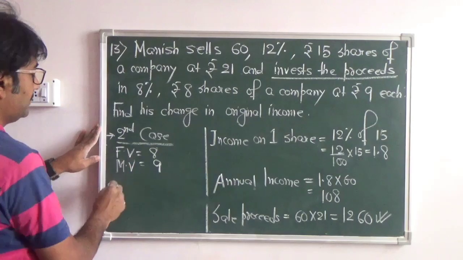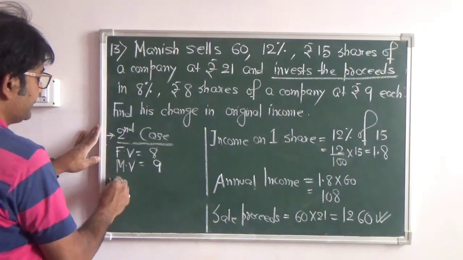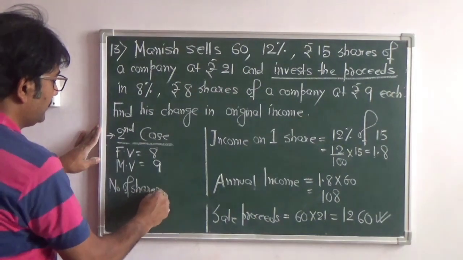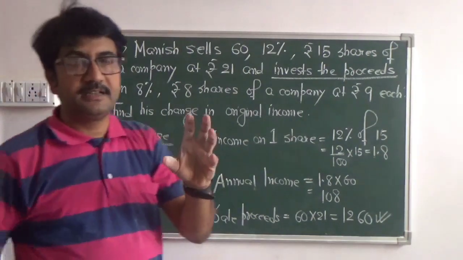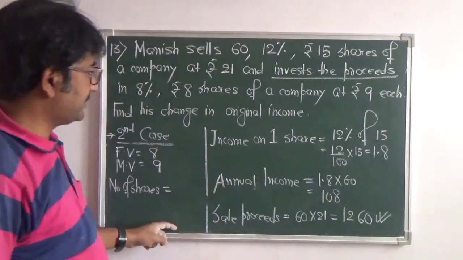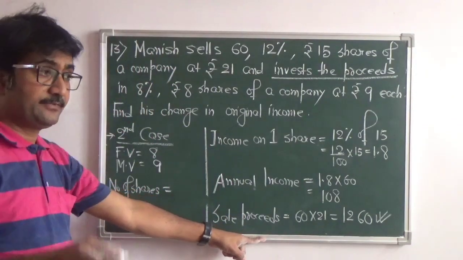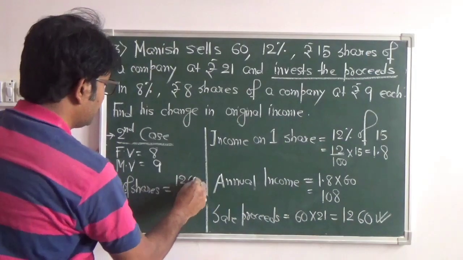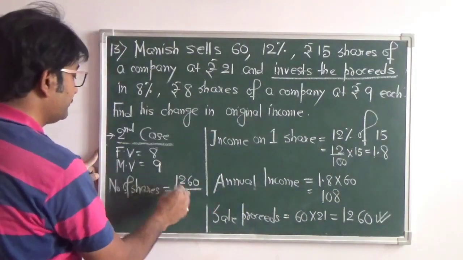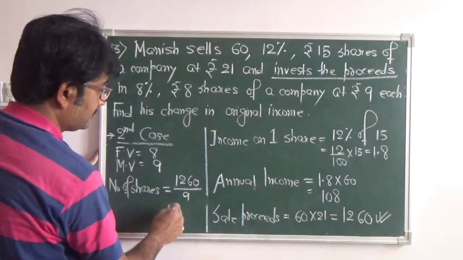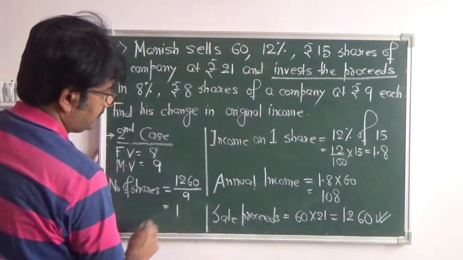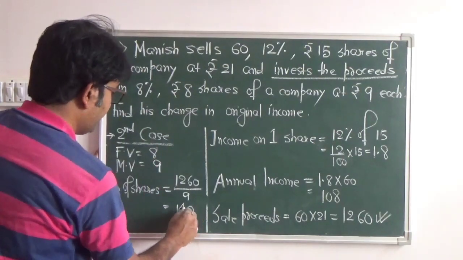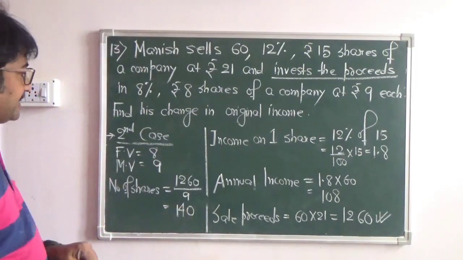So number of shares is the total investment divided by the market value. What is the total investment? That is the sale proceeds from the previous case, 1260, divided by the market value, rupees 9. 140 is the total number of shares purchased in the second case.